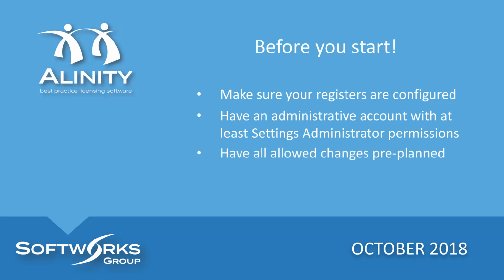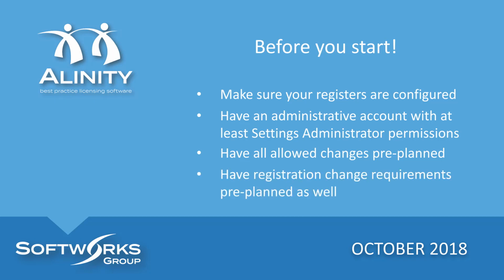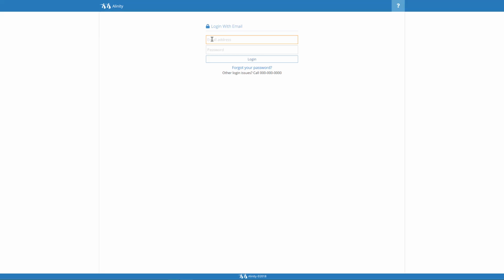We recommend you have all the allowed registration changes mapped out in a document ahead of time, so all you have to do is translate it into the software. We also recommend that you have a master document of registration change reasons, fees, and change requirements set up beforehand. Once you've got everything you need, it's time to get started.